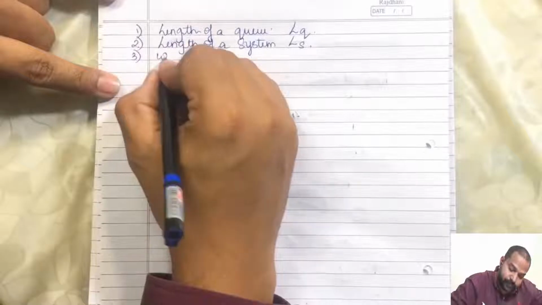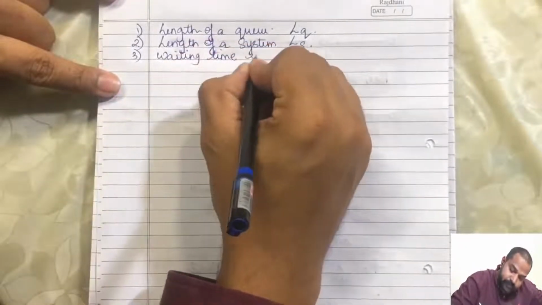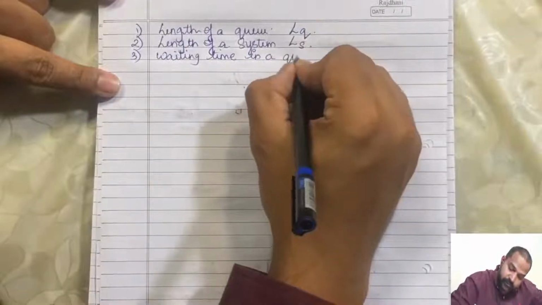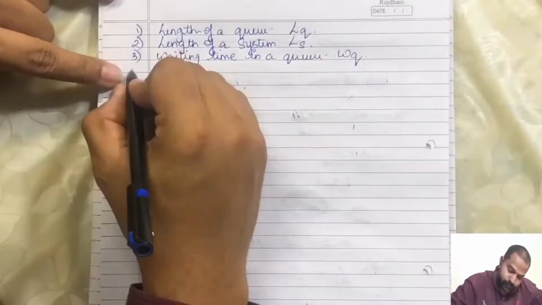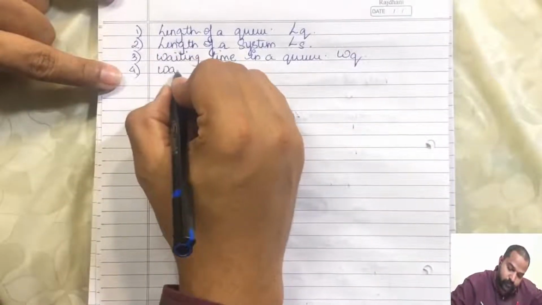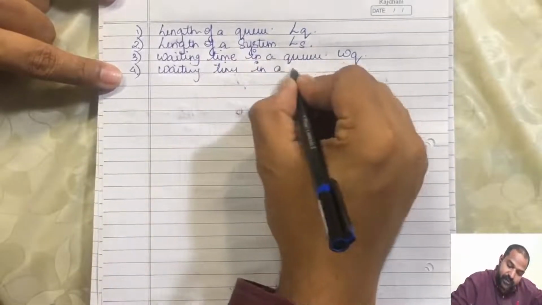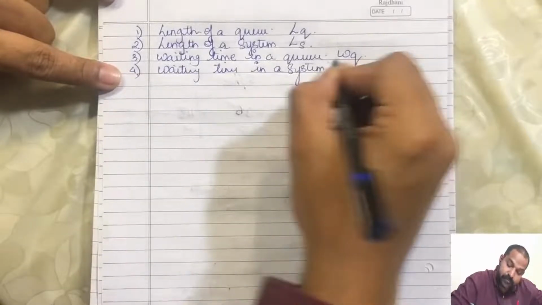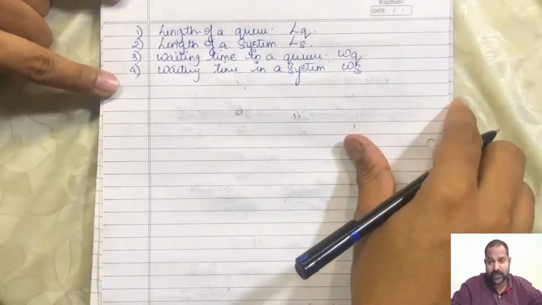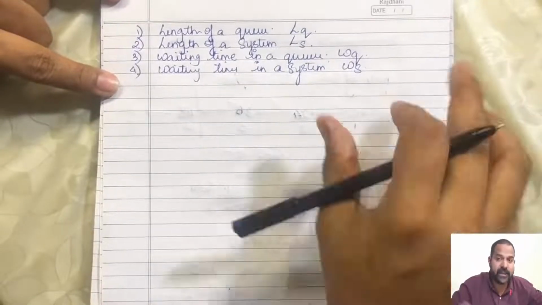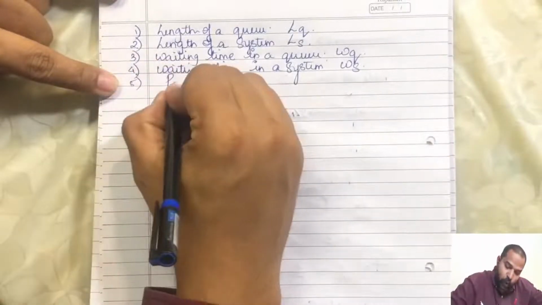Number three, waiting time in a queue, that is WQ. And number four, waiting time in a system, and that is WS. Along with these four things, there is another thing that we are going to have to do, and that is number five, probabilities.